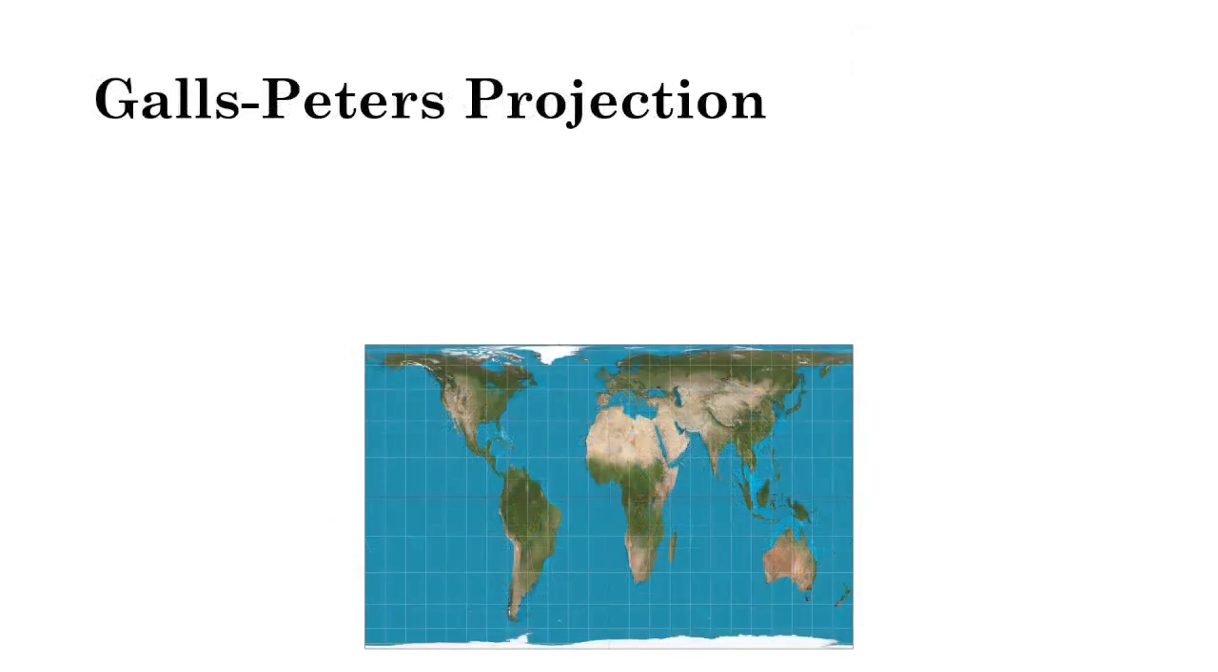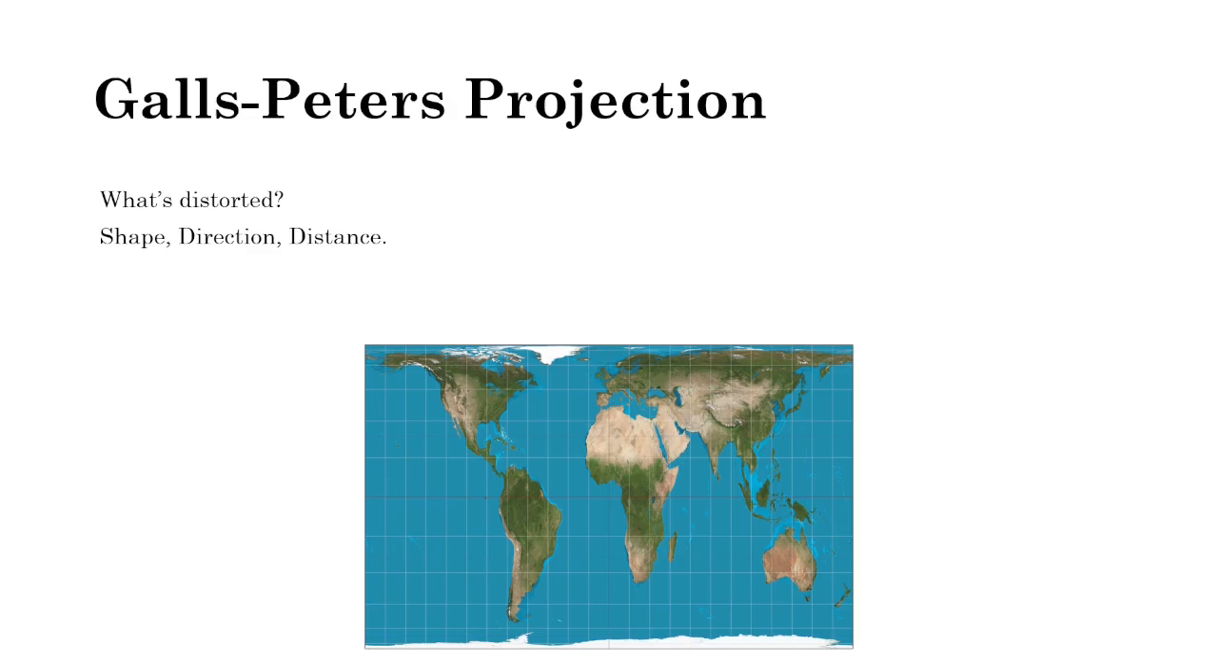This is the Gauss-Peters projection. This one is really good at showing something. What is it good at showing? It's good at showing the size of the countries, the size. So what's distorted? Shape, distance, and direction. Size is pretty much preserved, but everything else is distorted here.